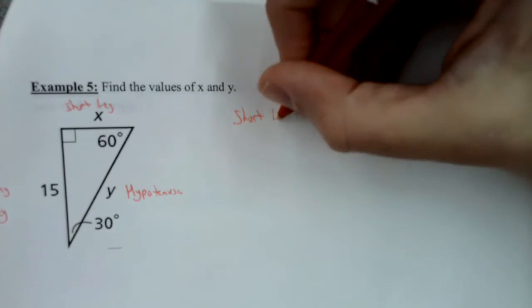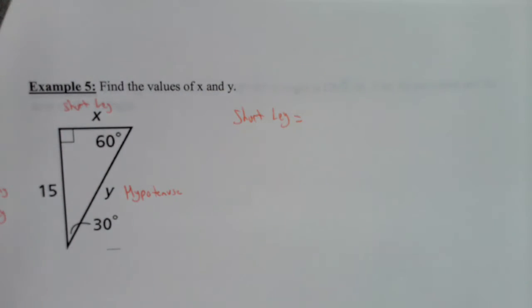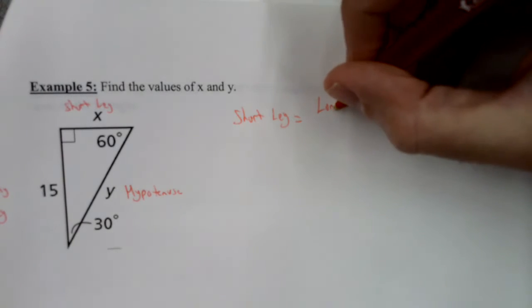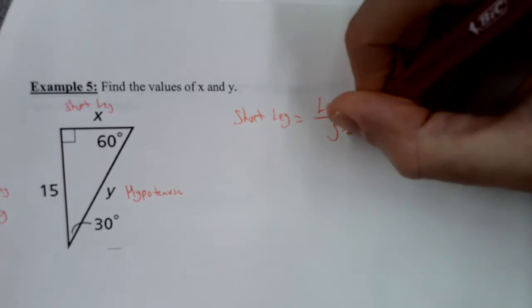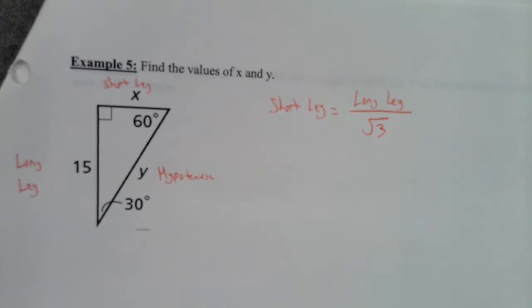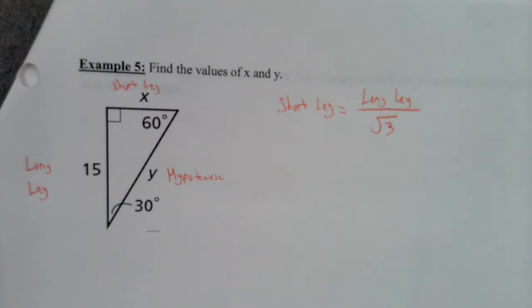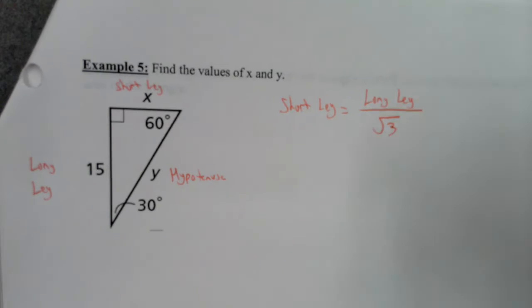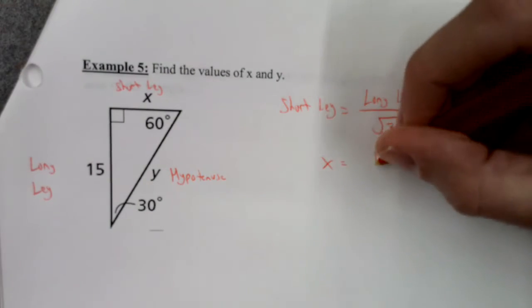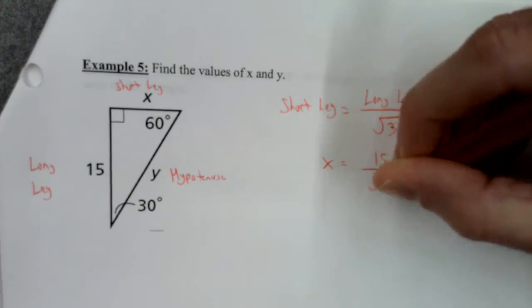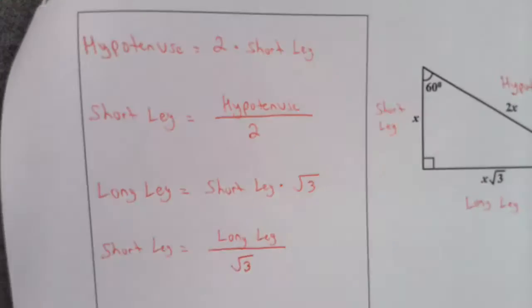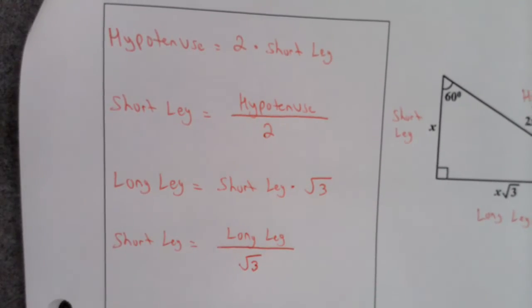So I'm going to use the formula from the page before this. Short leg equals long leg divided by square root of 3. Okay, this is one of the formulas from the page right before this. So X is going to equal 15 divided by square root of 3. So again, make sure you have these 4 formulas in the previous page memorized. Okay, you have to know these 4. There's no way around it. You have to know those 4.